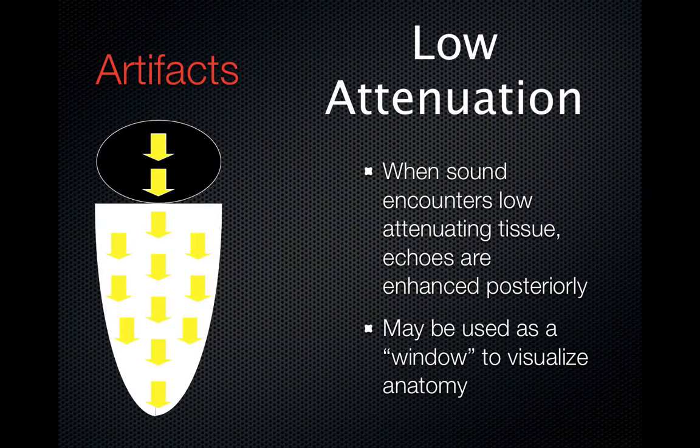Low attenuation is the opposite. When sound encounters low attenuating tissue, the echoes are actually enhanced posteriorly. We call this posterior acoustic enhancement. Sometimes we take advantage of this to be able to visualize anatomy behind fluid-filled structures such as the bladder.